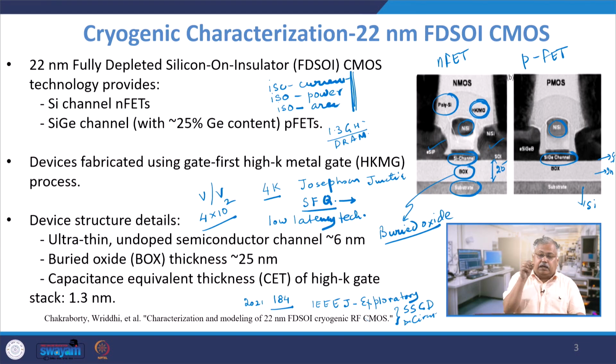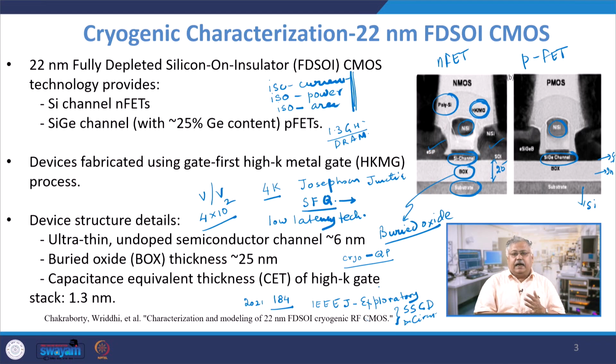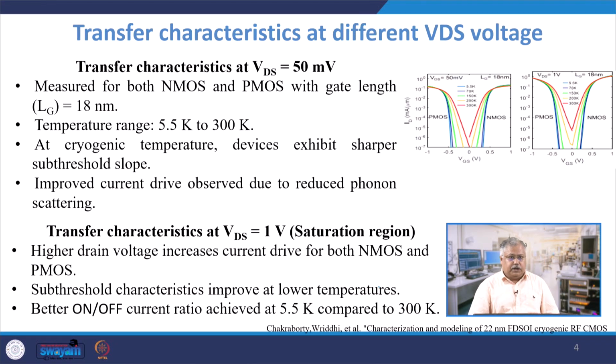So if you place the cryo CMOS circuitry very close to the quantum processor, which we have already discussed in our previous lectures, you can have much advantage in terms of low latency, and not only low latency but scalability. If you are designing an n qubit system and you want to grow it to a 3n or 4n qubit system, it's easily scalable because both the devices are in the same temperature region. So that's the reason this study, this knowledge of having a 22 nanometer FDSOI, is quite important and interesting.